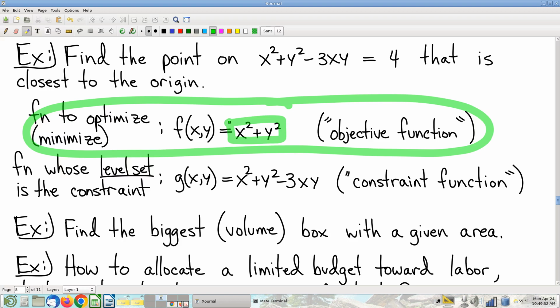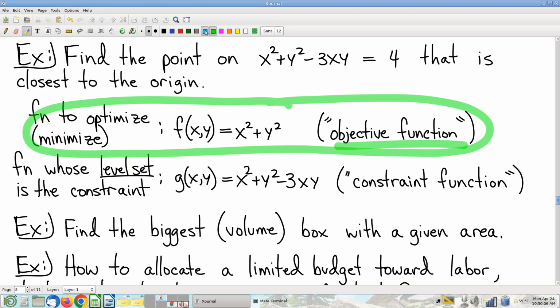If you think about it, the point that minimizes distance also minimizes distance squared. Right? So it's convenient to work with distance squared because it doesn't have square roots in it. It's a nice little mathematical life hack, and that's what I'm doing here. What I'm actually interested in is minimizing distance. So we're going to call distance squared the objective function.